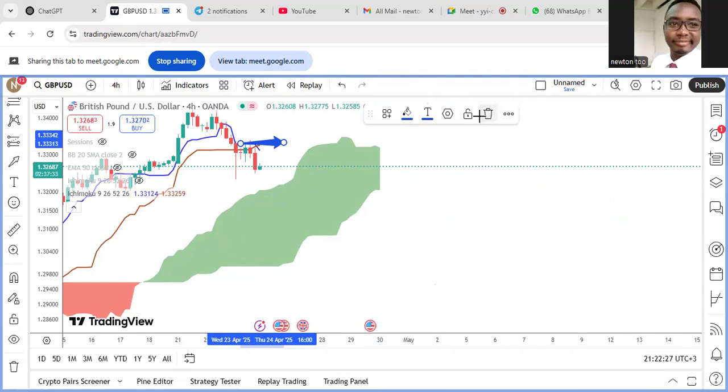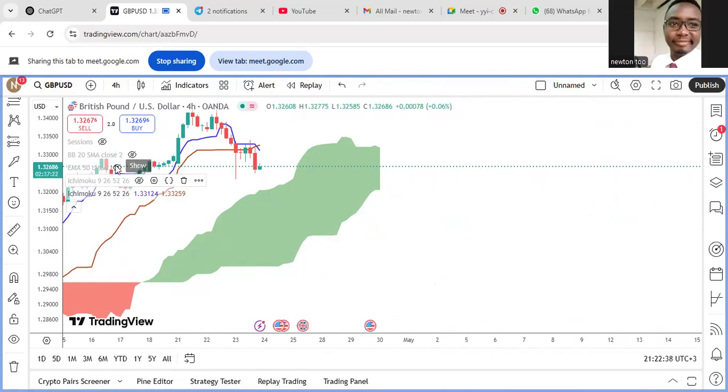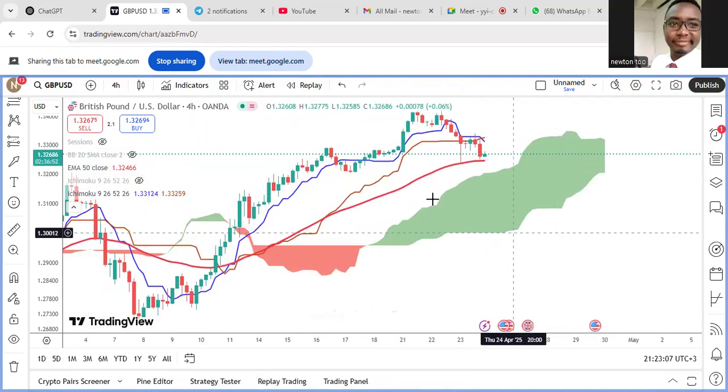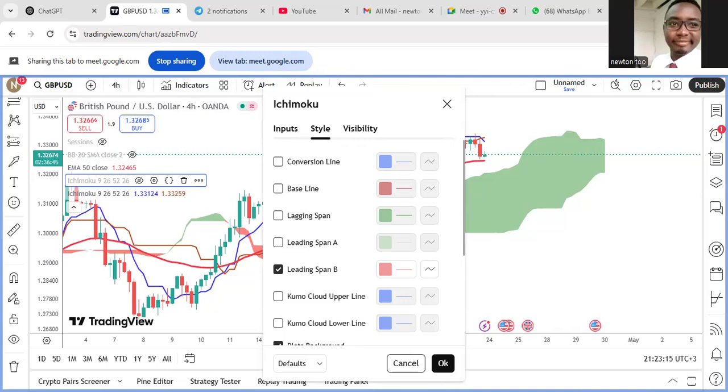But I think the best way I can tell you guys is to focus on the cloud and the 50 MA, or baseline. Don't use crossover, use crossover to exit the trade. Crossover will confuse you a lot. You can use it all maybe to exit, but if you really want to trade well, use for example the 50 and the cloud.